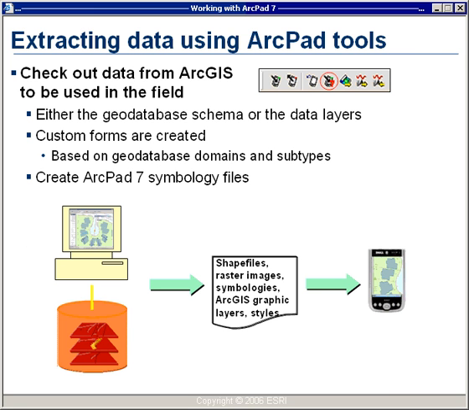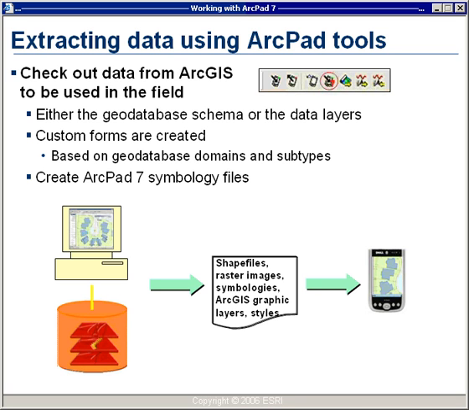The ArcPad tools for ArcGIS toolbar provides some of the tools for preparing data for use with ArcPad. The Get Data for ArcPad 7 tool lets you extract data from your ArcGIS database to a checked-out folder, which then can be uploaded to a mobile device. The checked-out features are converted into shapefiles for editing in ArcPad. As we saw in the demo, the ArcPad tools in ArcGIS automatically create custom input forms using the domains and subtypes defined in the geodatabase to generate pick lists.